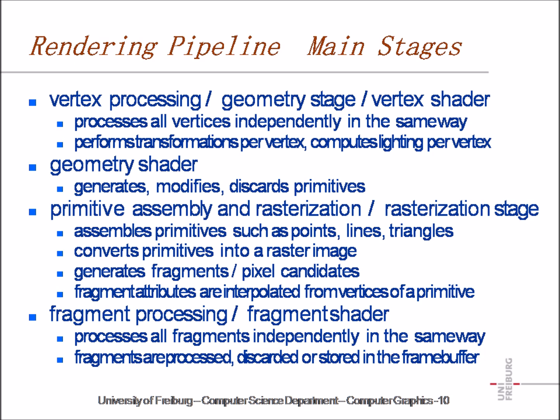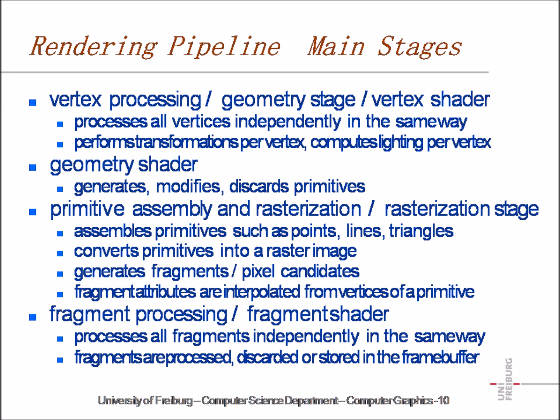Number one stage is vertex processing, the geometric stage or vertex shader. In this stage, we will process all vertices independently in the same way. All these vertices are also known as points or pixels. And number two, perform transformations per vertex, per pixel, per point, and compute lighting per vertex, per point, and per pixel.